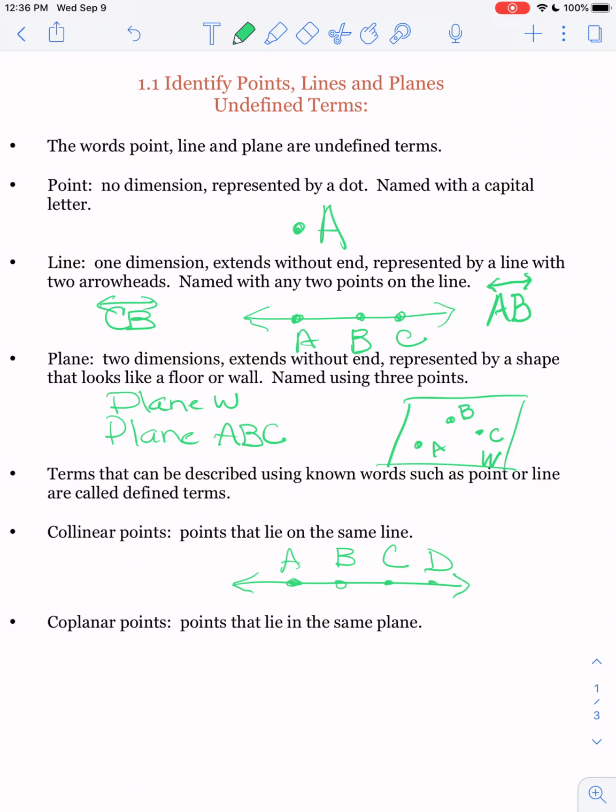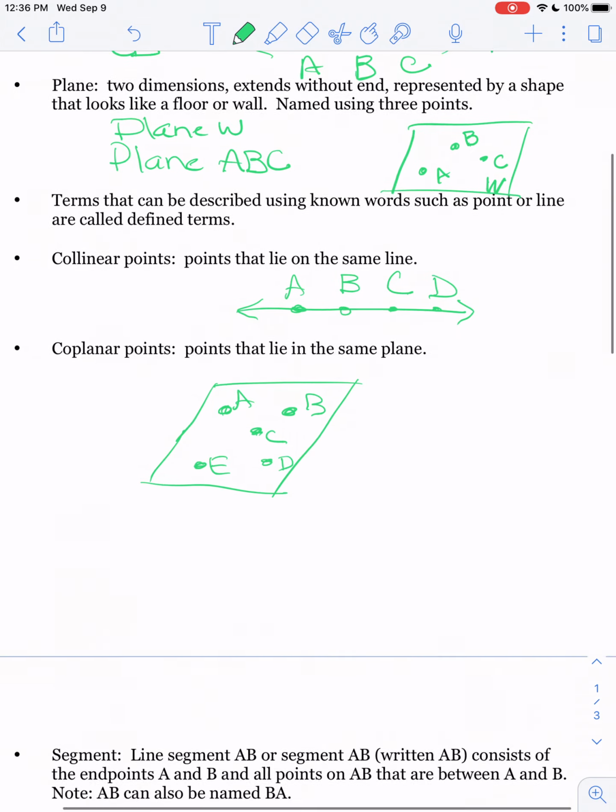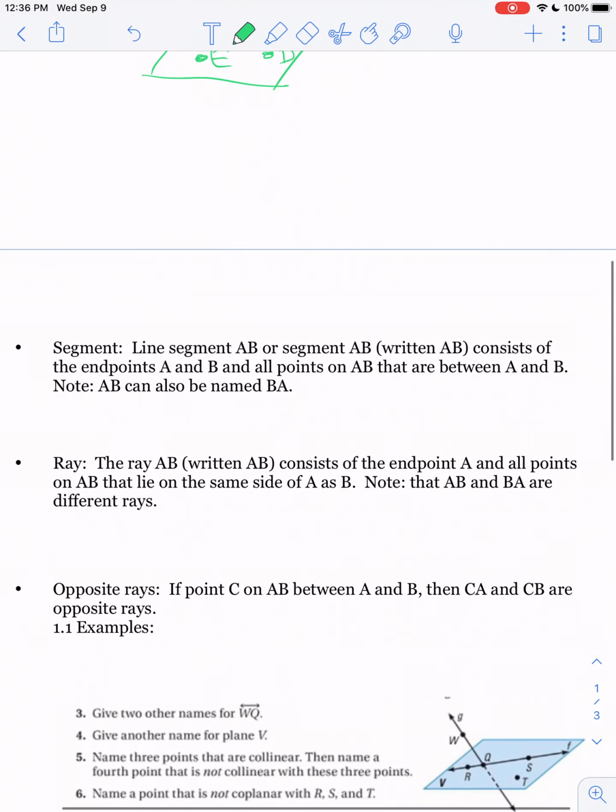Coplanar means they're on the same plane. So again, the way we draw our plane, something like this. If you see these points, you can name them. And we would call those coplanar points. Let's go a little bit further.